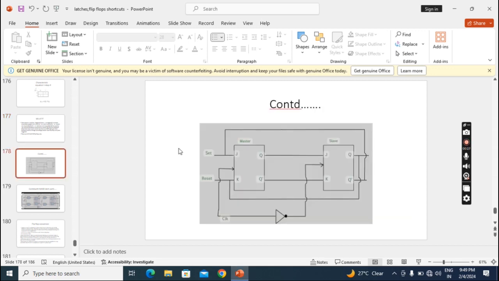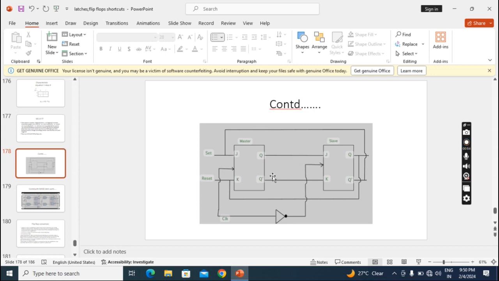This is the logic diagram. This master slave JK contains two JK flip flops. The one at the input side is called the master JK flip-flop. The flip-flop at the output side is called the slave JK flip-flop. Why is this called slave? Because this is working based on the output of the master. It depends on the output of the master. That's why this is called slave.